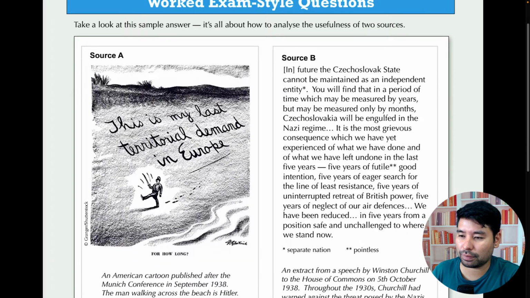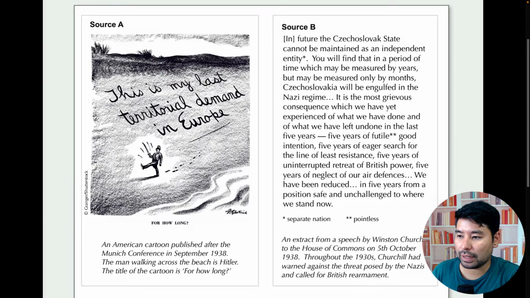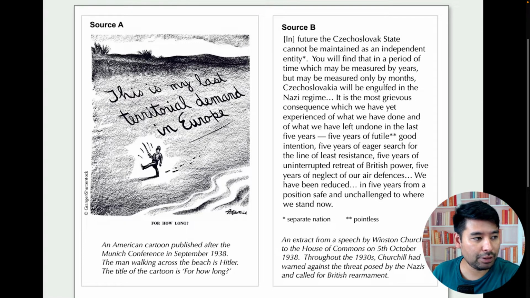I go down, and I can see here in the page source A and source B. So these are the two things that we have to analyze. Let's read it. Source A: there is this picture here, and there is a sentence that says, "This is my last territorial demand in Europe." And there is the picture of Hitler here. And then there is a question just down below.